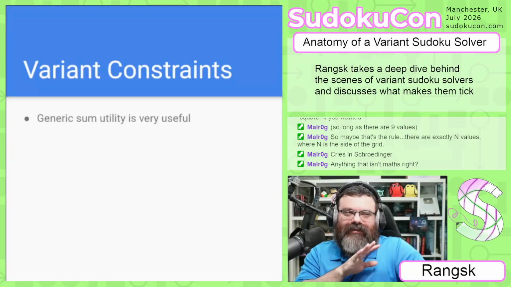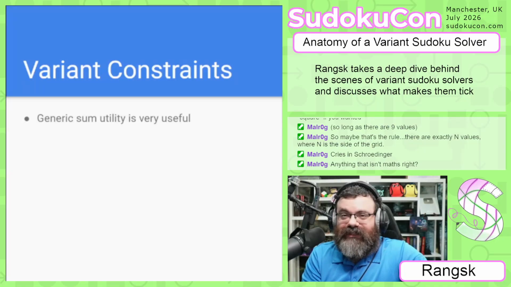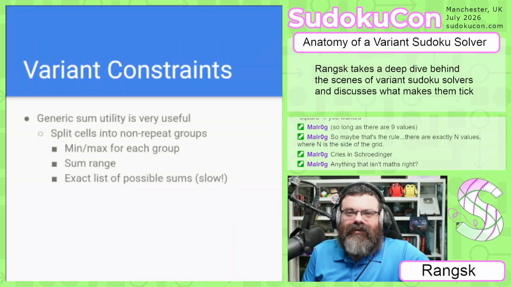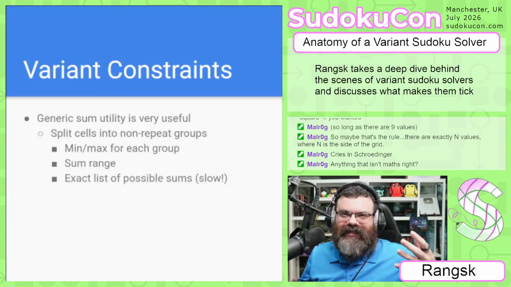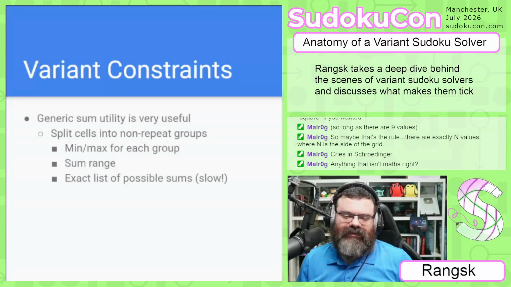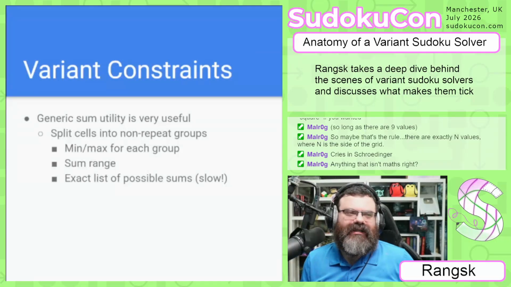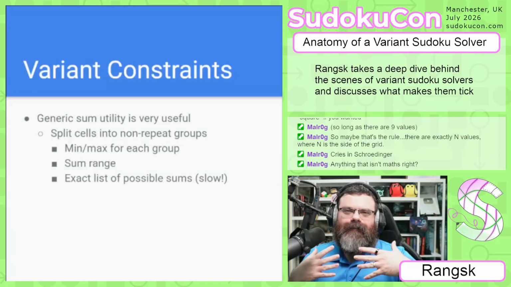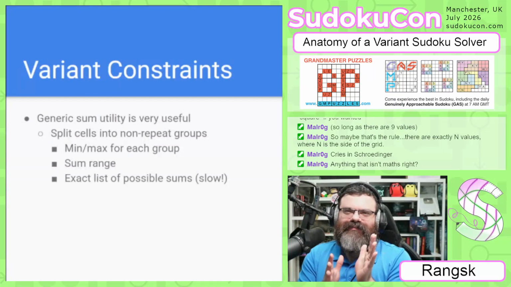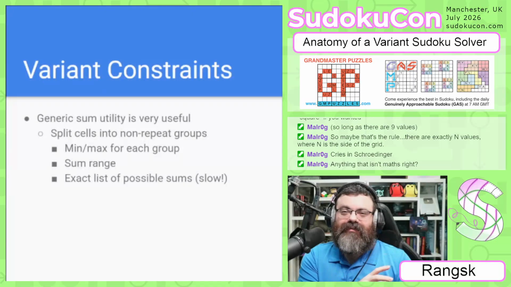Anything that involves a sum, you're going to want a nice generic sum utility. And here's my recommendation. You want to split cells into non-repeat groups. So you basically need to implement this as some functionality that's kind of pre-processed in some way. You don't necessarily want to do this real time unless you have to for whatever constraint it is. But you have some set of cells. You want to determine how you can best split it up so that they're in the fewest groups possible.